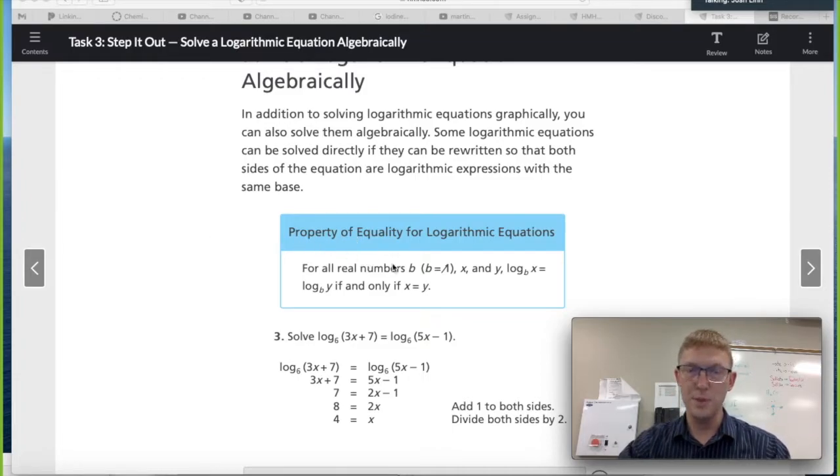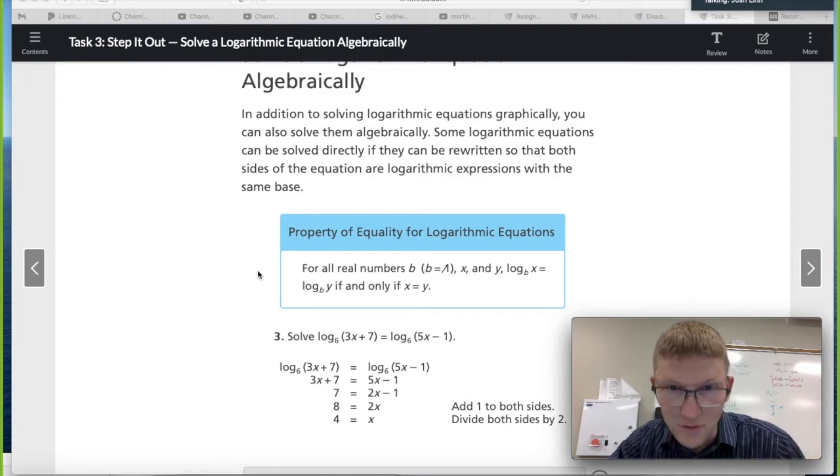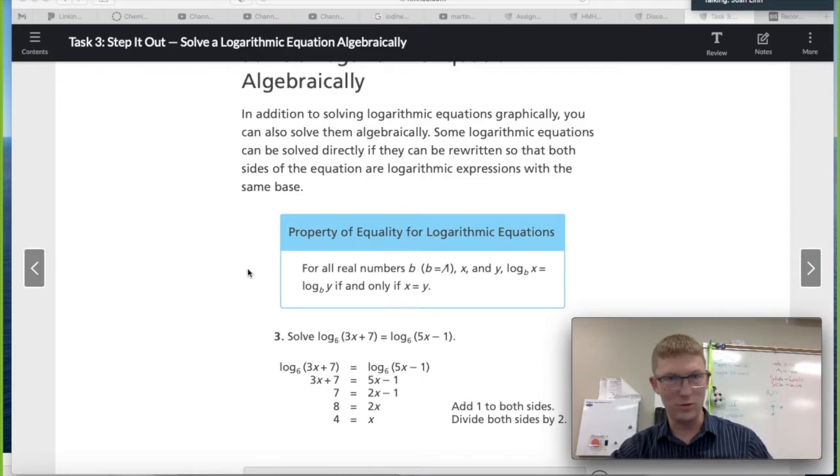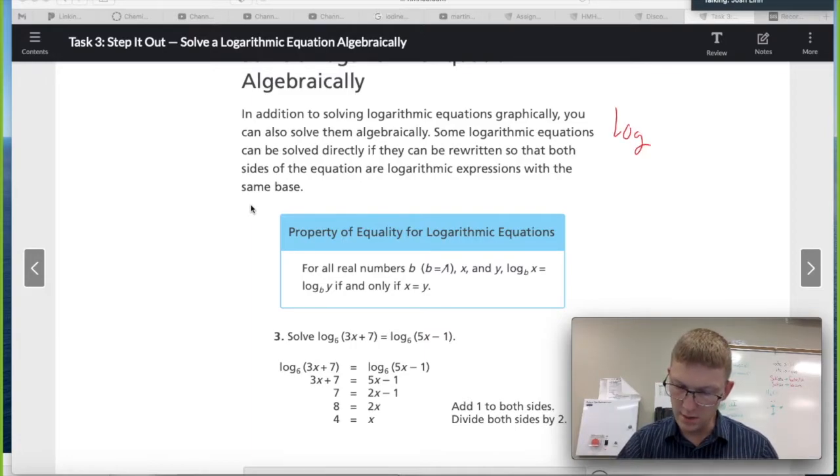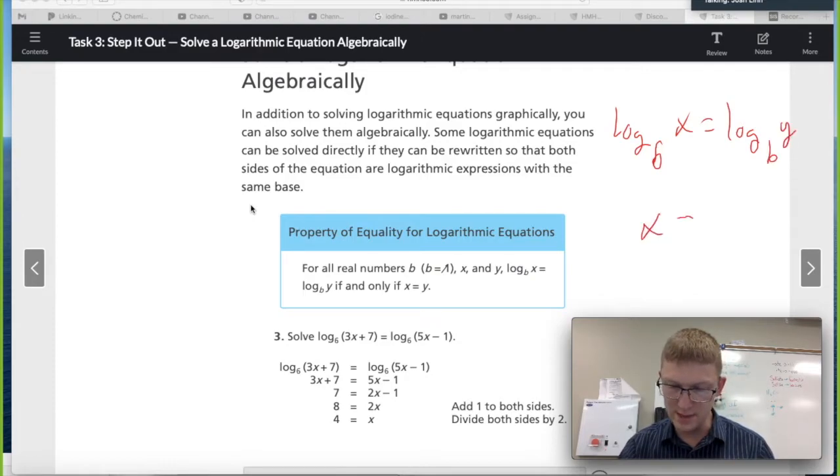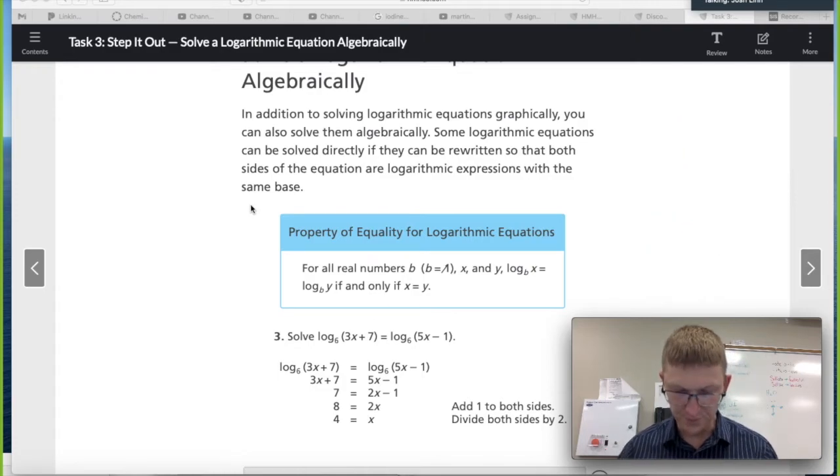For all real numbers b, x and y, log base b of x equals log base b of y if and only if x equals y. So it's the same thing, but in this case, you have to make sure that your bases match up. So it has to be log base blank, the same thing. So let's try it out.